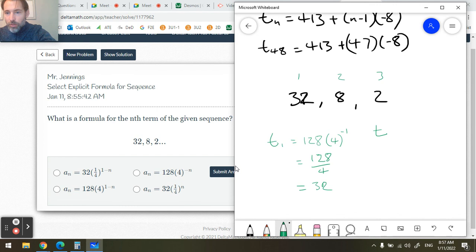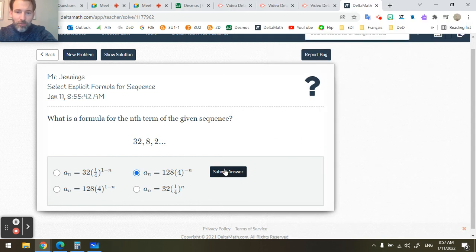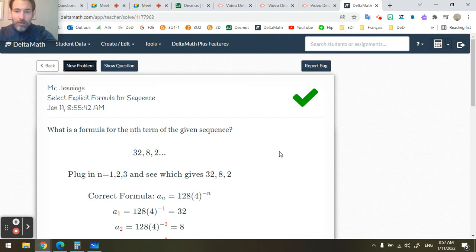Test T2 is equal to 128 multiplied by 4 to the negative 2. Okay, so I'm going to divide 32 by 4. Ah, that works. Okay, and it's also going to work for that one too. So I'm going to select that one, submit answer. Yes. Yay! Okay, so you have to test them. You have to test these. They're not given to you in the standard format. So you have to test.